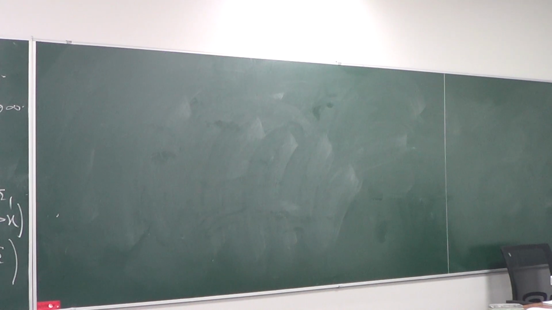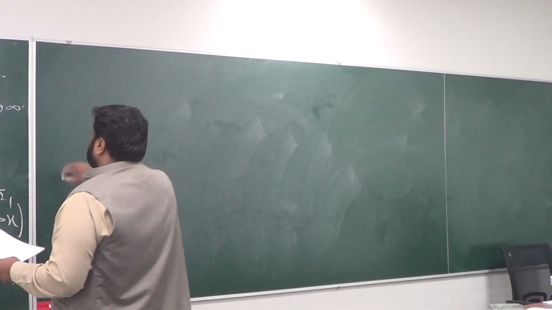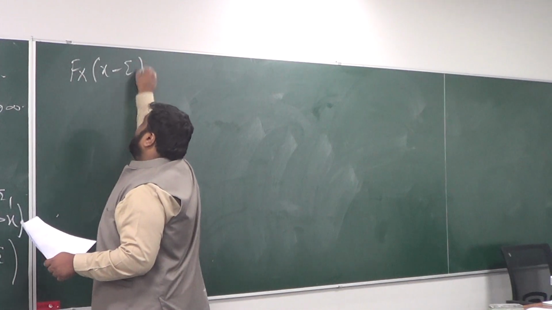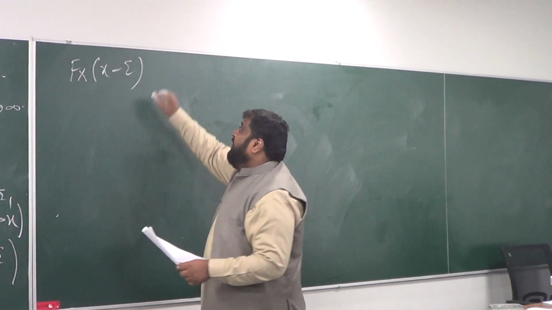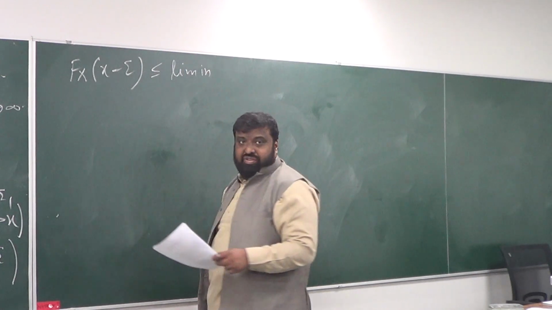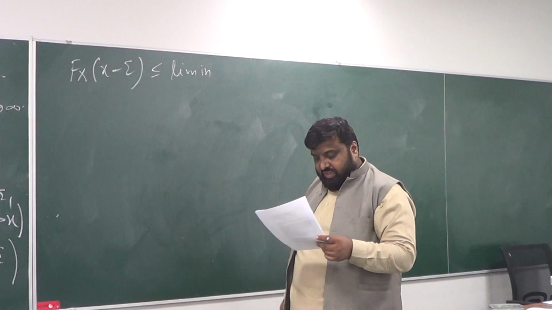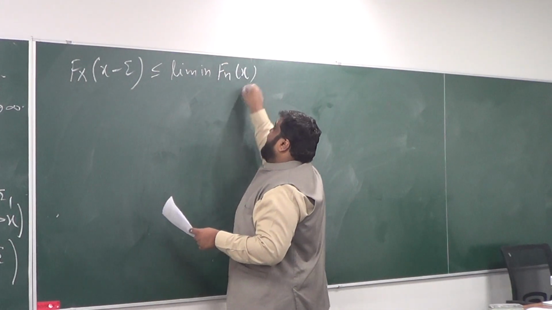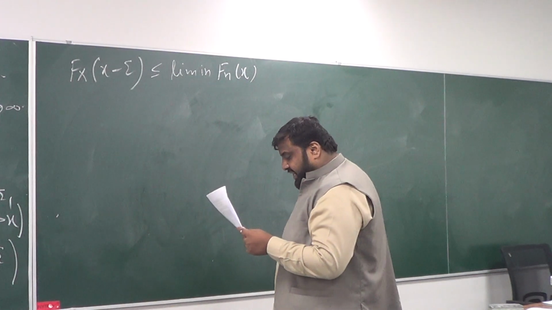lim sup on both sides. Can I take the limit on both sides? If I take the limit on both sides, this is going to stay the same. And this would be less than or equal to lim inf of F_n(x). Basically, I'm directly writing the equation and seeing whether you are happy with it or not.